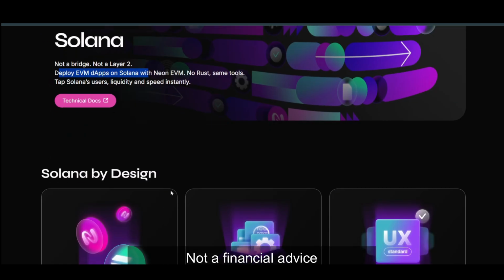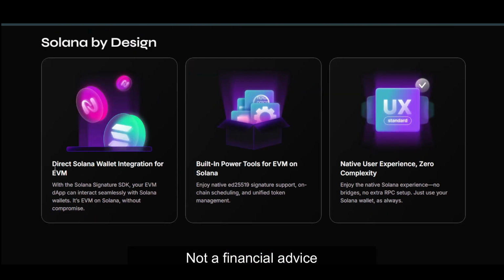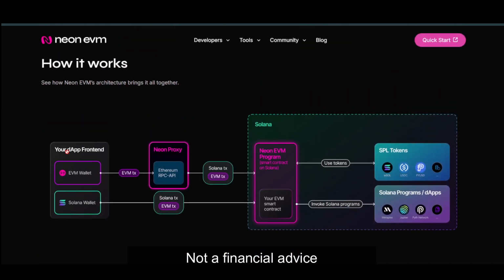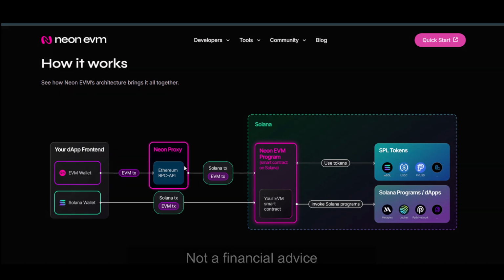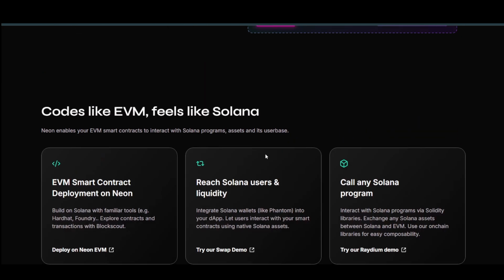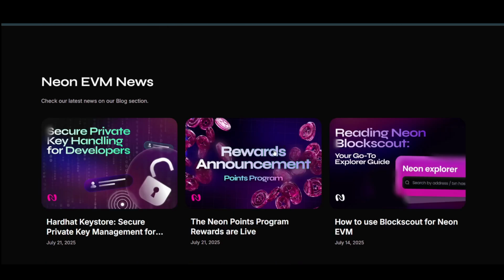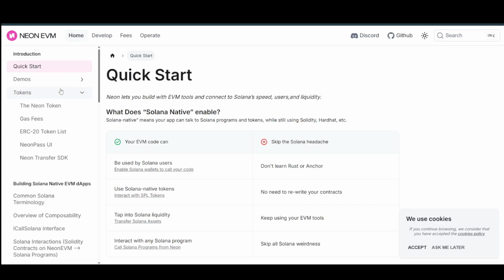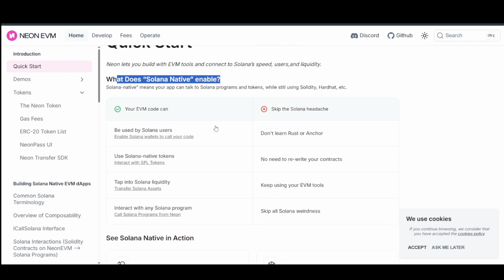Now, if we talk about how it works, they have direct Solana integration for the EVM, built-in power tools for EVM on Solana, native user experience, zero complexity, and this is how it works. This is the front end of the dApp, as you can see here. I am not going in depth, it is just too much technical stuff here. Anyways, what we'll talk about is the token itself, and of course some other things regarding the token. Now, this is some of the comparison that they just did.